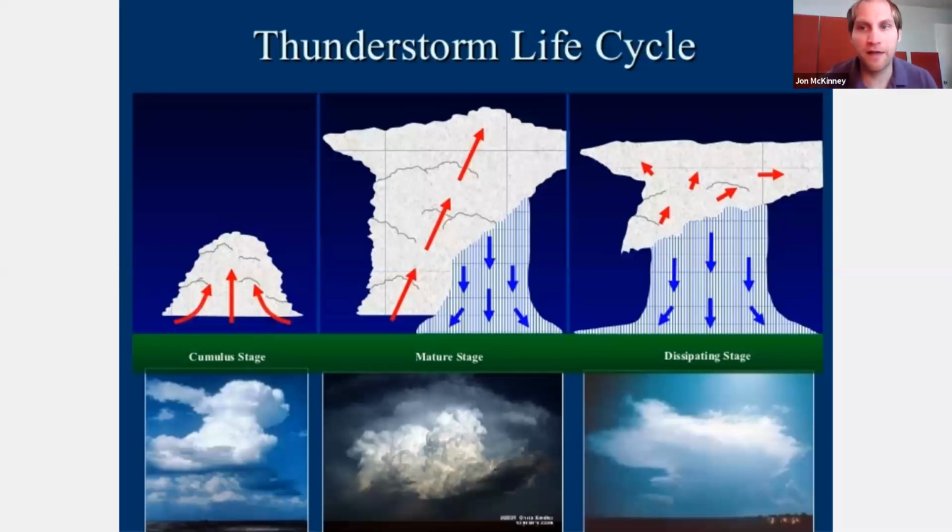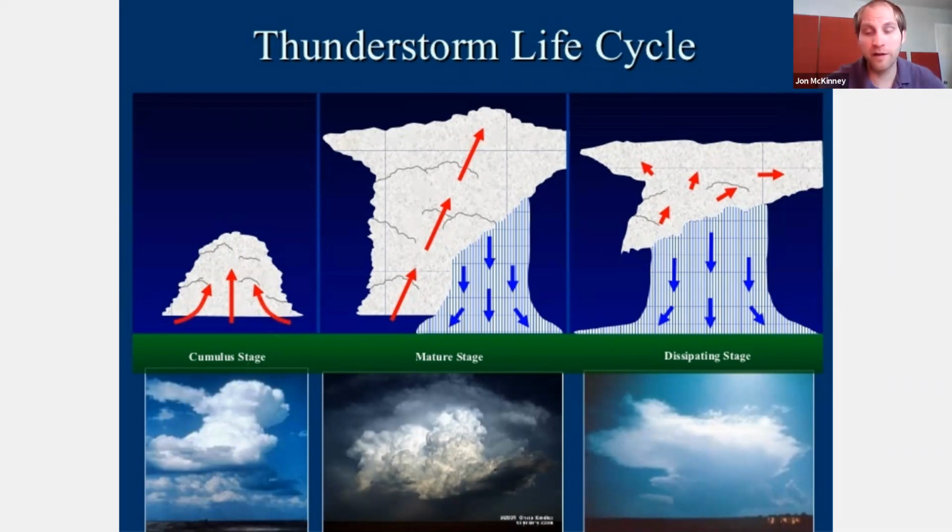We can kind of see on that far left picture how dark the bases of the clouds are. The reason the clouds are so dark is because the cloud top grows so tall. So as the cloud top grows so tall, it casts a shadow on itself.